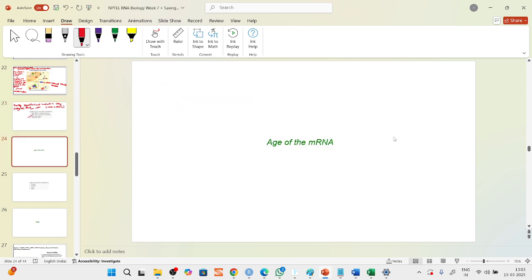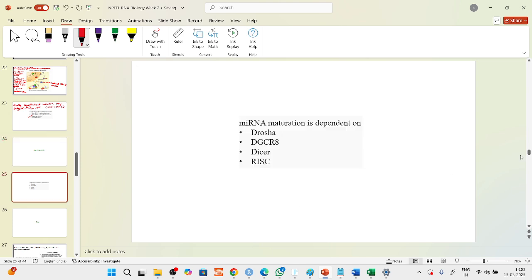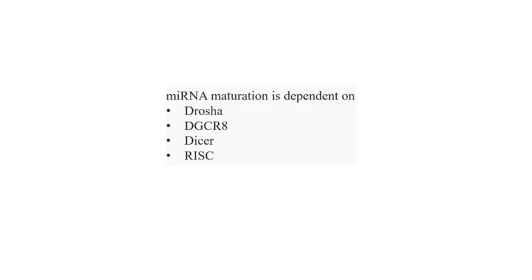Next question is, miRNA maturation is dependent on Drosha, DGCR8, dicer, or RISC. This we have just now studied in detail.